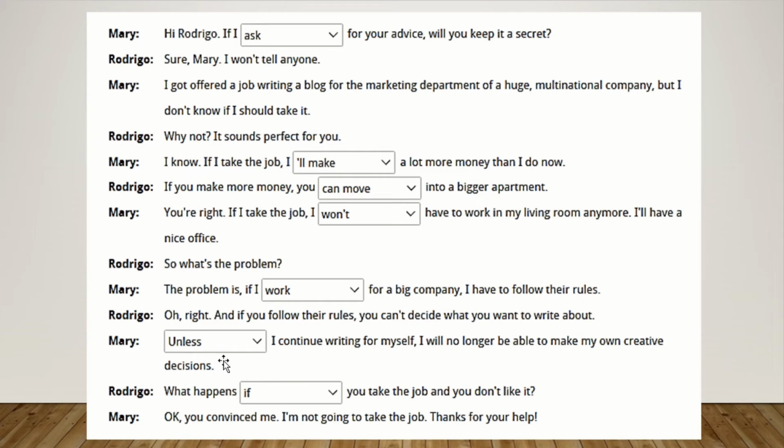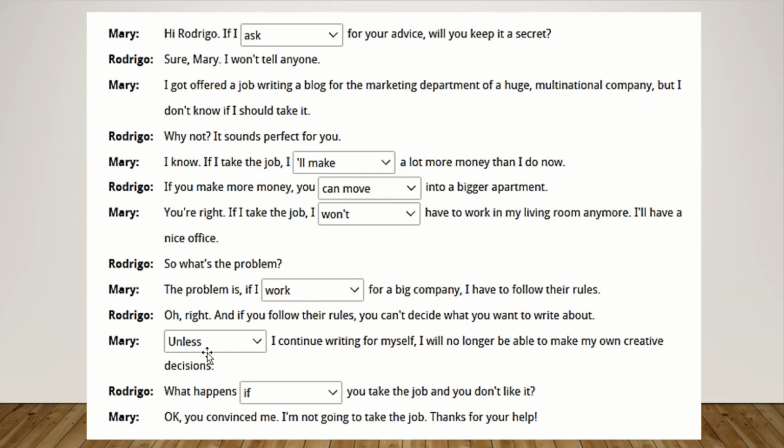Your options were if and whenever. Remember, if and whenever can be used, but specifically whenever only for present real conditionals. If you have a result in future, whenever was not possible. If was possible, but if you analyze, unless I continue writing for myself, I will no longer be able to make my own creative decisions.